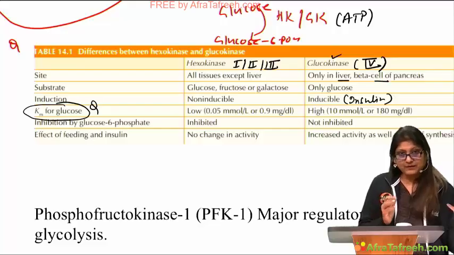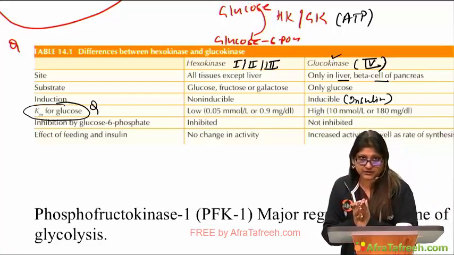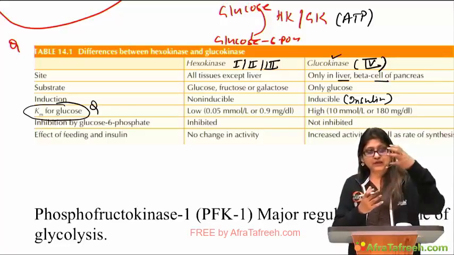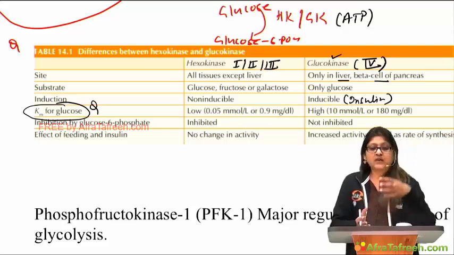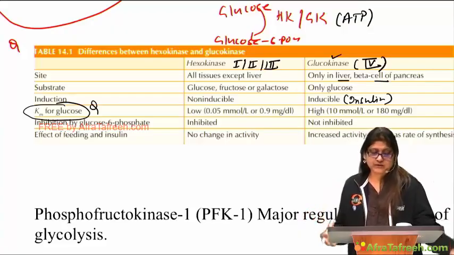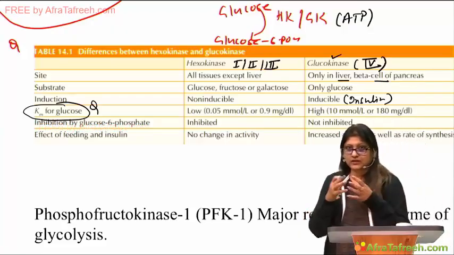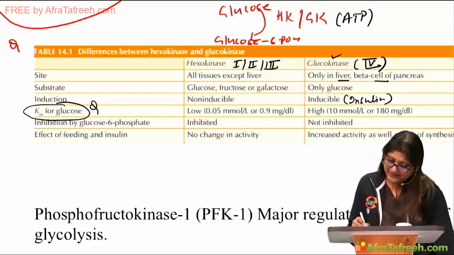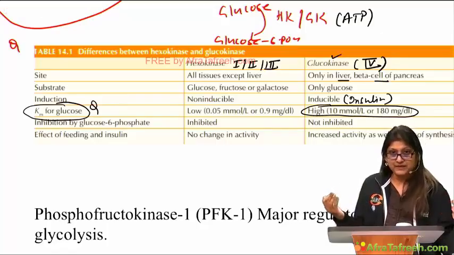Now Km for glucose, very, very important point. What is Km? Km is the substrate needed to get the half max velocity. It depends upon the enzyme substrate affinity. If they have high affinity, less amount of substrate is required. If enzyme substrate is having low affinity, more amount of substrate is required. So this is a very important point which says that glucokinase is having low affinity to glucose and hence it is having very high Km value, that is 180 milligram per deciliter of glucose.